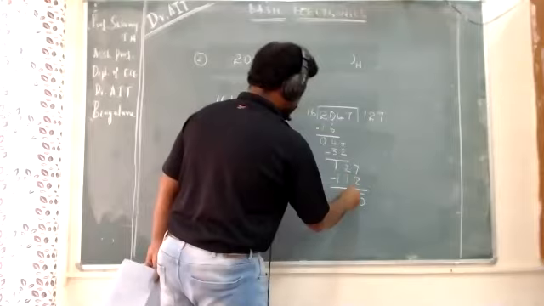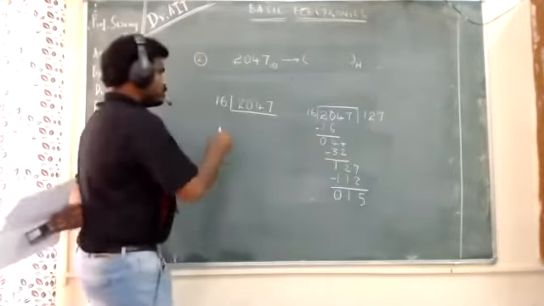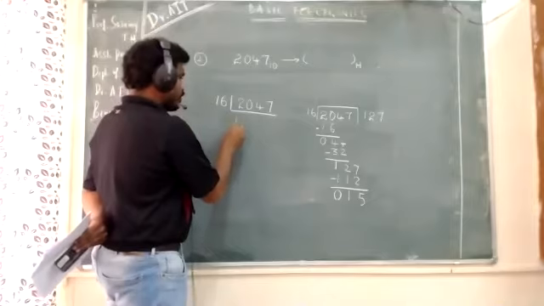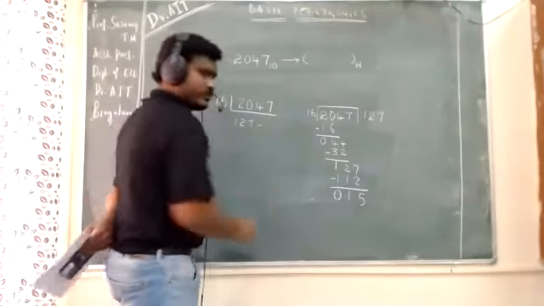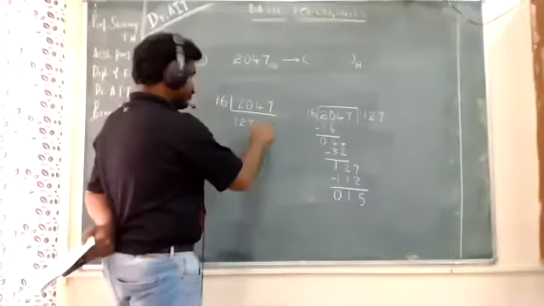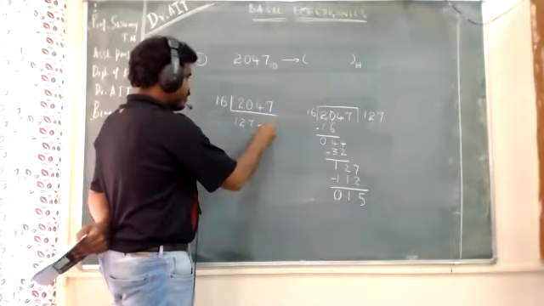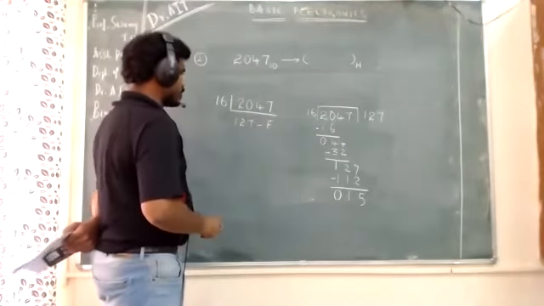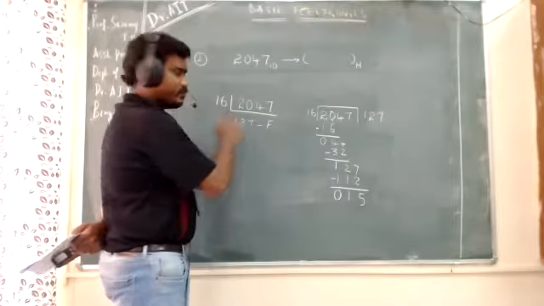And you will get 2 minus 1 is 1, and you will get 0. So here the quotient I got is 127 and the remainder I got is 15. But in the hexadecimal number conversion system, I should not write 15 as it is. 15 is represented as F in the hexadecimal number system. That's why this 15 is represented as F.